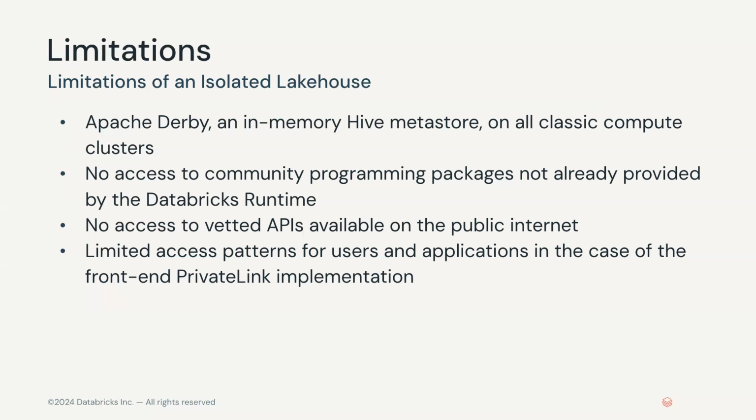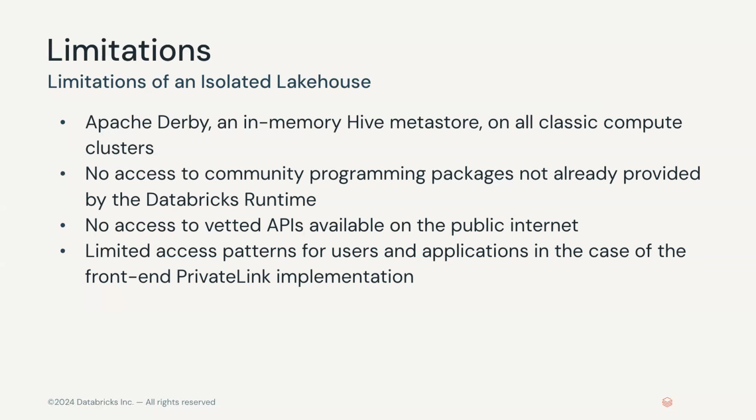The next is no access to vetted APIs available through the public internet. This goes without saying and ties into the last point with no public internet access. This will come into play if you're interacting with any third-party APIs to maybe augment your data or pull that data. However, you could always set up other means through a network load balancer or route it through your private connectivity that exists within AWS.